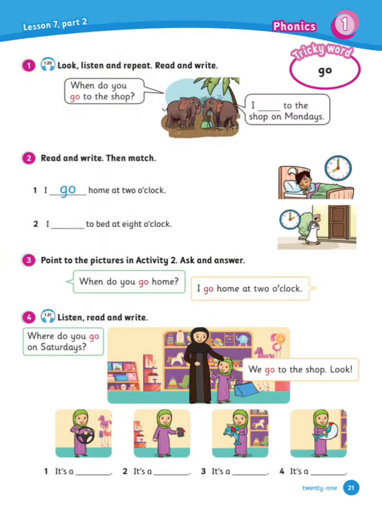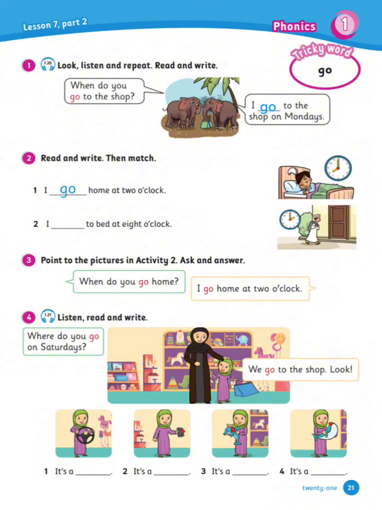Lesson 7, Part 2. Phonics. Exercise number 1. Look, listen and repeat. Read and write. We're going to learn more about the verb go. I'll read this conversation. Listen carefully. When do you go to the shop? I go to the shop on Mondays.